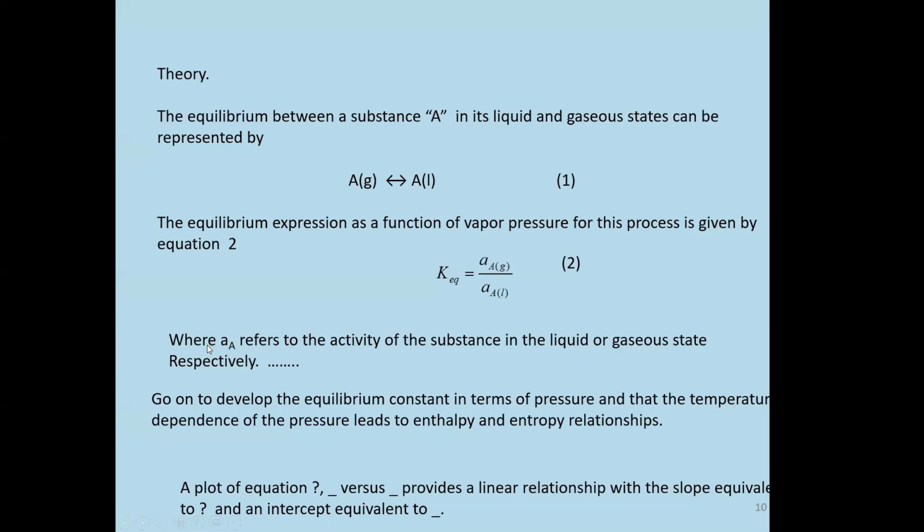So I would put a sentence down where A represents the activity of the substance in the liquid or gaseous phase state, respectively, and K_EQ is the equilibrium constant. I will say something like that. And each equation, including the chemical reaction, should be numbered.